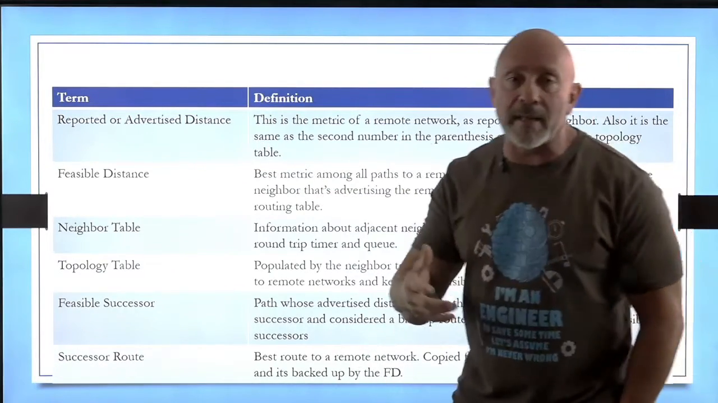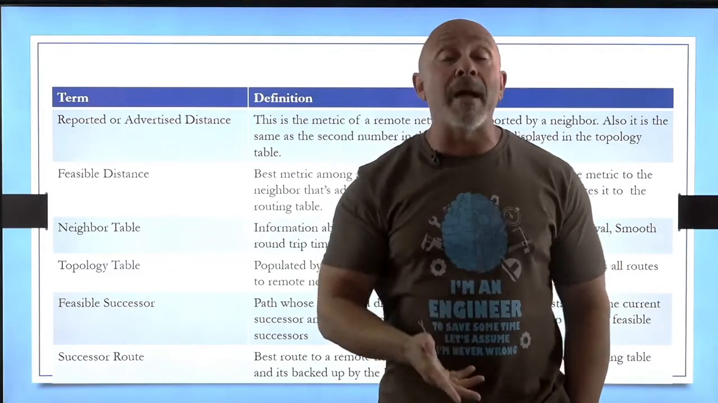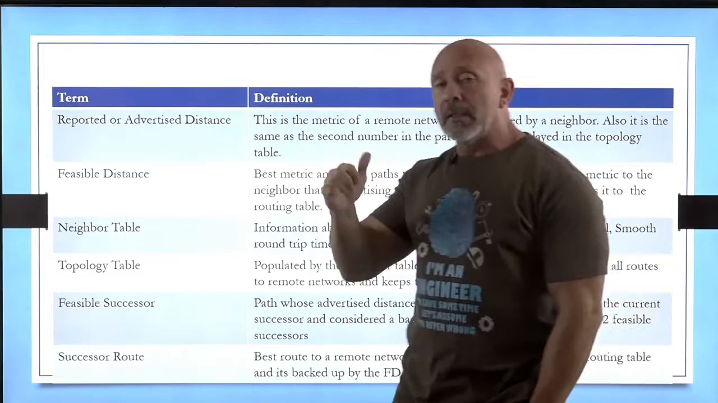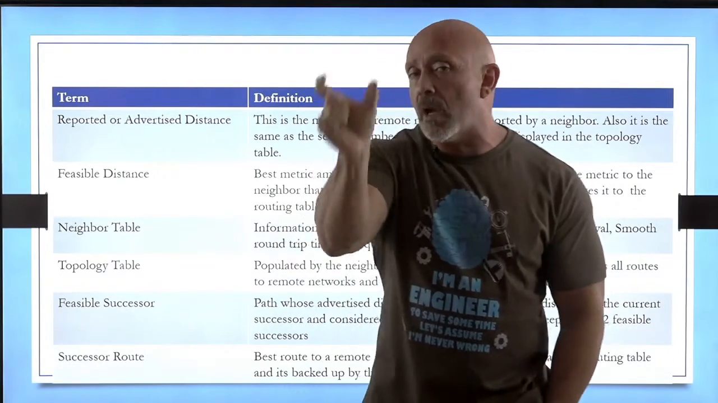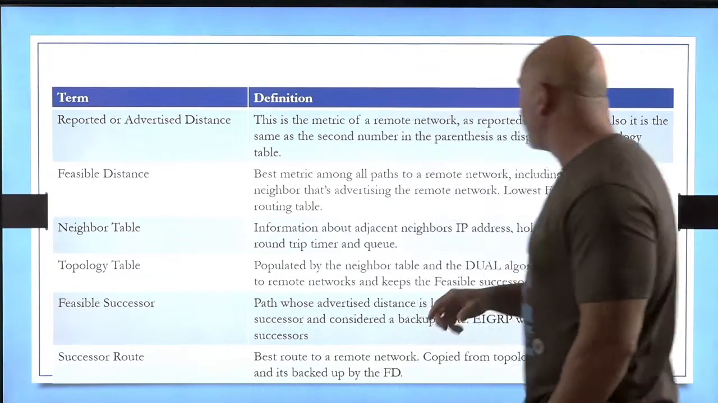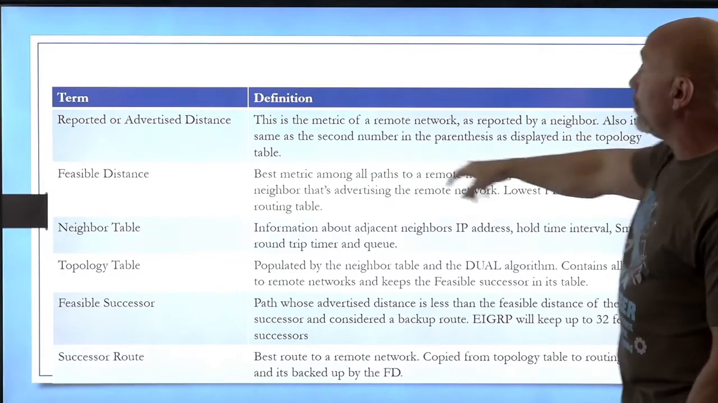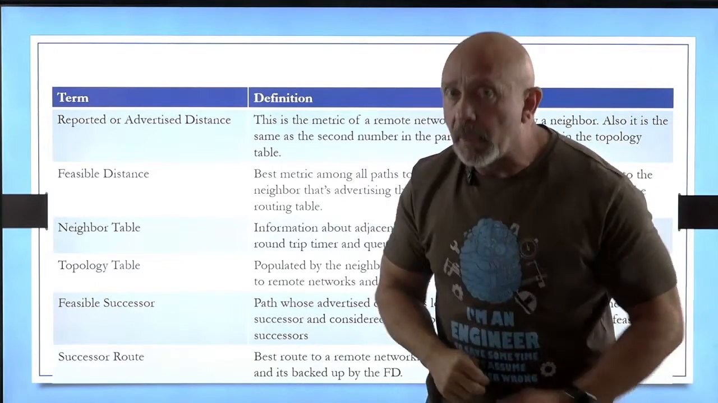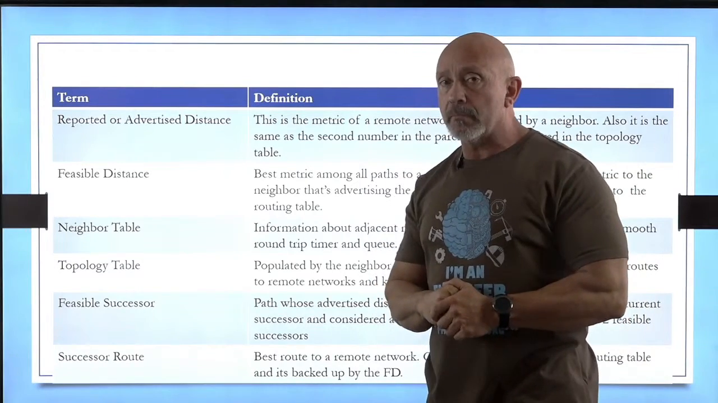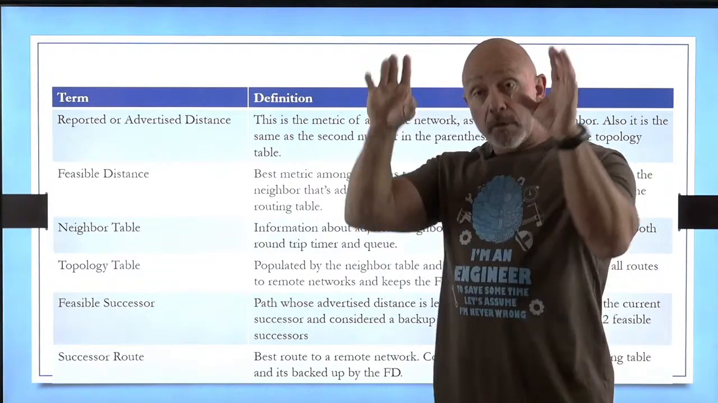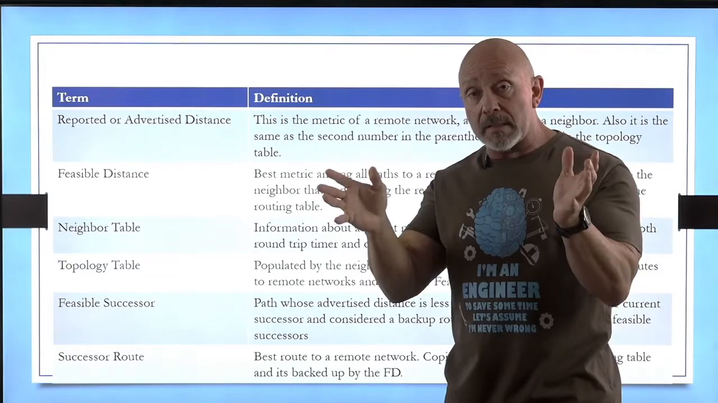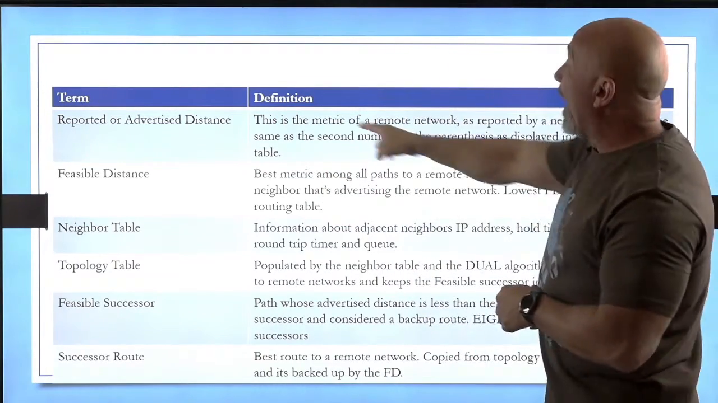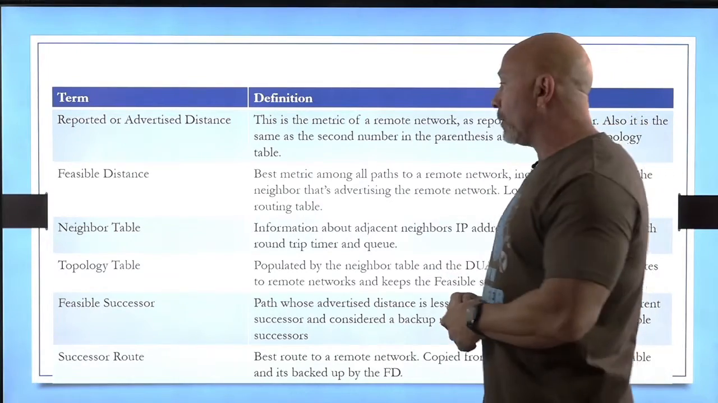The reported or advertised distance is the metric that's being advertised by your neighbor. Your neighbor is advertising to you, hey, to get to this network, this is how much it's going to cost you. That's the metric right there. It's also the second number in the topology table. In the topology table, you have your parentheses and two numbers. The second number is the advertised distance from your neighbor.